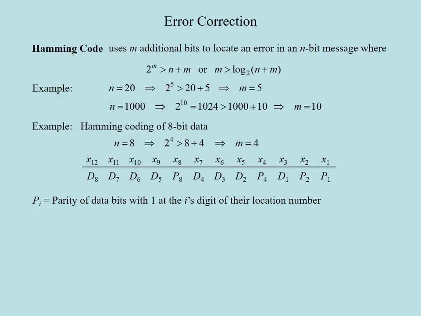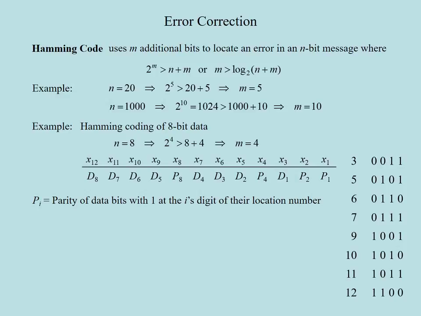Well, each parity bit Pi is obtained as the parity of data bits which have a 1 as the ith digit of their location number. To see more clearly what we mean by this, let us write the location numbers of the data bits in 4-bit binary form. To derive the parity bits, we can note the locations that have 1 in their 1s, 2s, 4s, or 8s digits. The least significant digits of 3, 5, 7, 9, and 11 are 1.